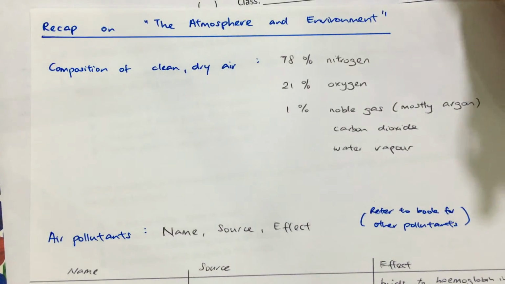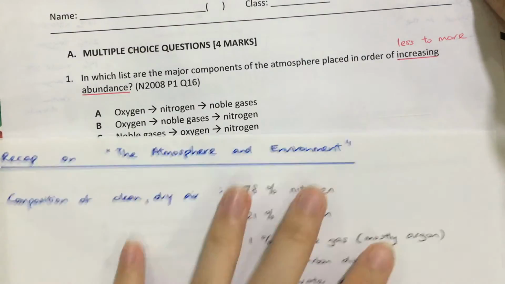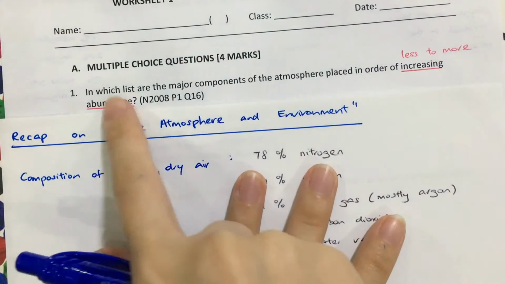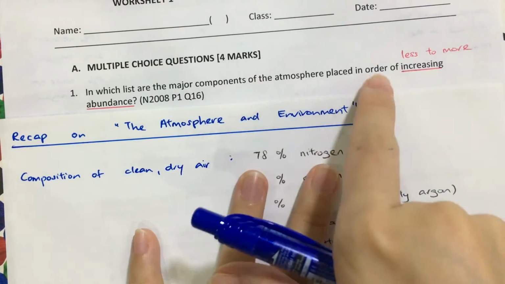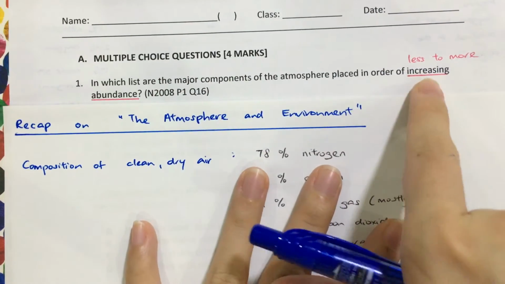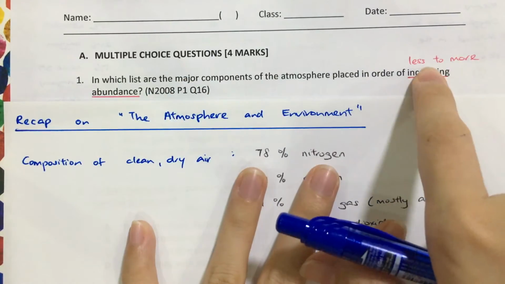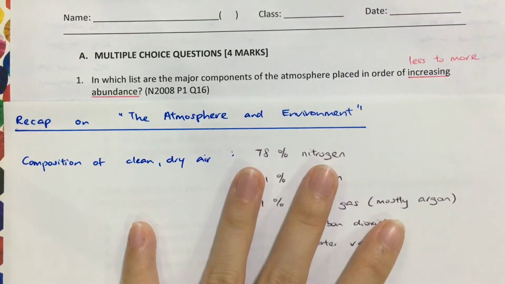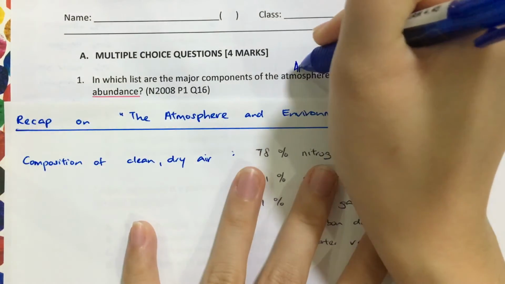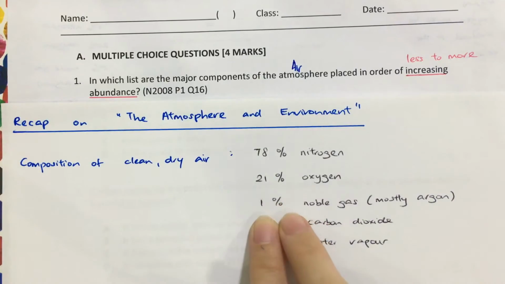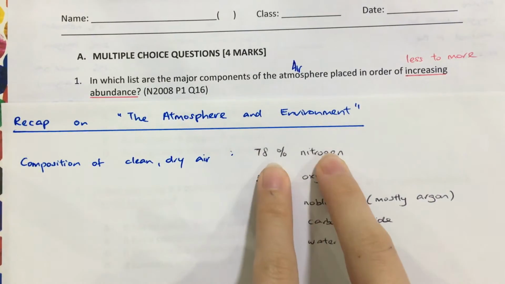So let's look at worksheet 1. Okay, so worksheet 1 says this. In which list are the major components placed in order of increasing abundance? So first you have to understand the word increasing abundance. It means less to more. And talking about the major components of atmosphere, meaning we're talking about air. Okay, so if we look at air, less to more, we'll start from noble gas to oxygen to nitrogen.